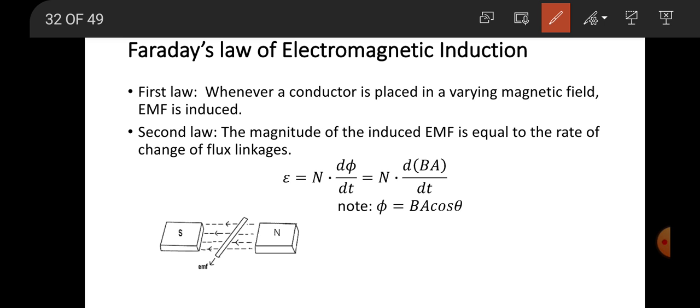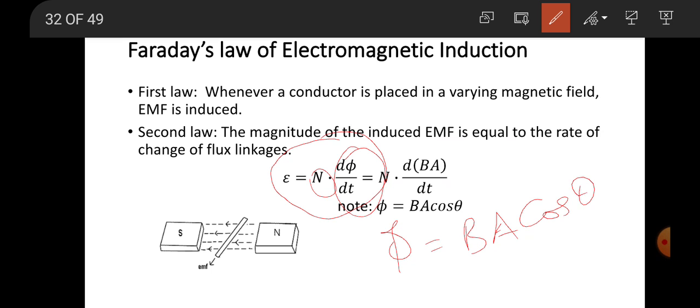The second law states that the magnitude of the induced EMF is equal to the rate of change of flux linkages. So you can see this formula here, that EMF is equal to N times the rate of change of magnetic flux with time, where N stands for the number of turns. Remember that magnetic flux is also equal to BA, that's magnetic flux density multiplied by area. If placed at an angle, it is going to be BA cos theta, just like we have here.